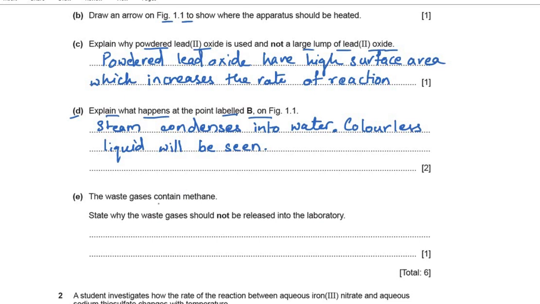Now the waste gases contain methane. State why the waste gases should not be released into the laboratory. Simple reason: the waste gas is methane, and in the question it is written that methane is a flammable gas. So let's write here that methane is a flammable gas. As simple as that. That's what we need to explain. We don't need to elaborate more than this because it's just a 1 mark question.